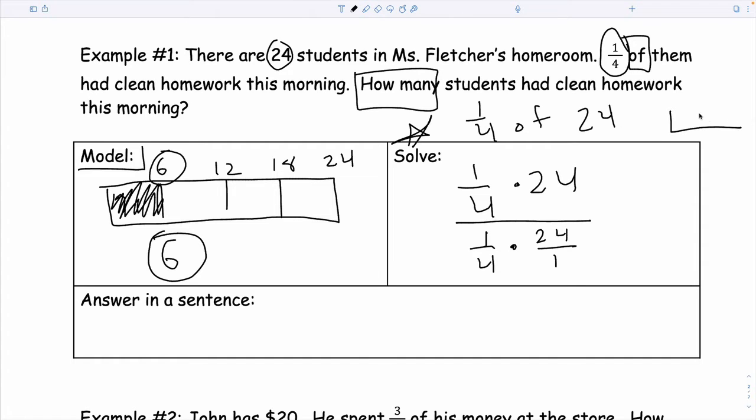Do you guys remember the birthday cake thing? So we could do that. If you can do it in your head, that works too. What is the GCF of 4 and 24? Sunny?